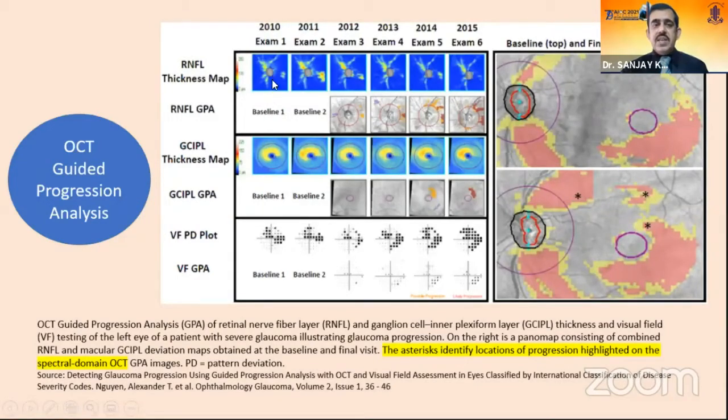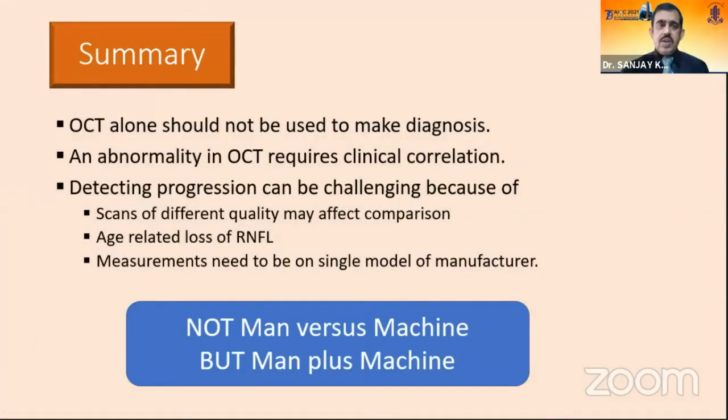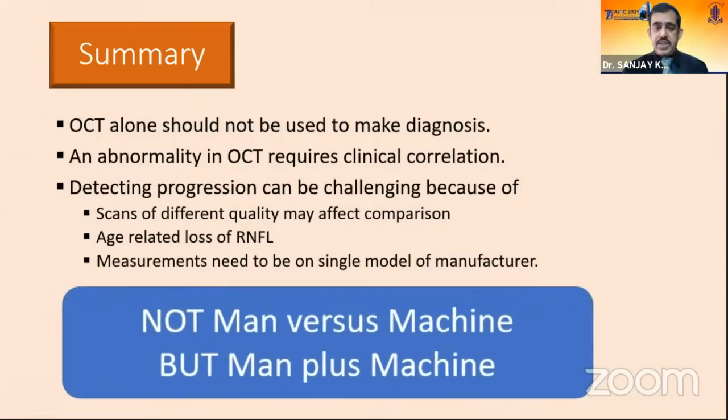Over here, we can see the RNFL thickness map, the ganglion cell thickness map, and the visual field pattern deviation plots, which correlate clinically. To summarize, OCT alone should not be used to make the diagnosis. An abnormality in OCT requires clinical correlation. Detecting progression can be challenging because of scans of different quality and age-related loss of RNFL. So machine cannot replace man. It is man plus machine.